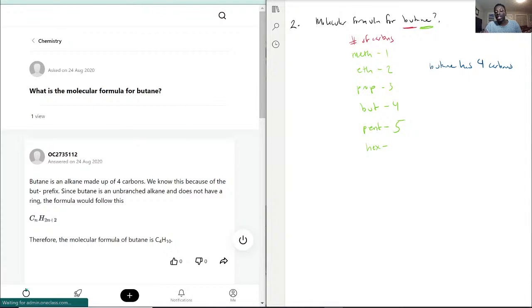So now what does the A and E part imply there, okay? Just as how we have all of these listings for numbers, A and E for the suffix means that it's completely saturated, okay? ENE means that there is a double bond present, and YNE means that there's a triple bond present, okay?